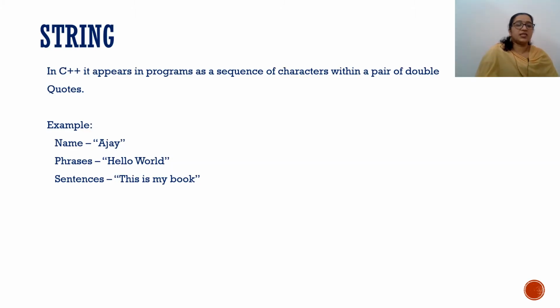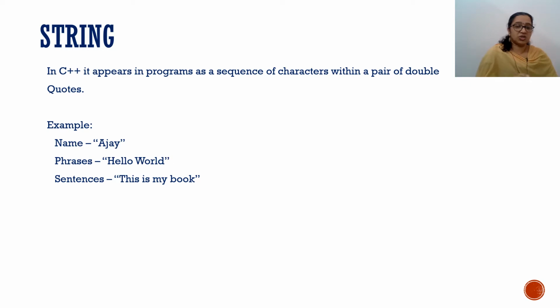So string, what is a string? A string means a set of characters, or we can say a group of characters, a sequence of characters. If you want to store it in a program, in C++ it appears as a sequence of characters within a pair of double quotes. If you want to store a name or a phrase or a sentence, you put that in double quotes. Some predefined functions are there, and we can store it through those also.